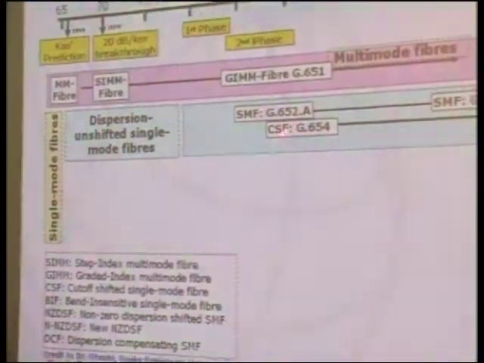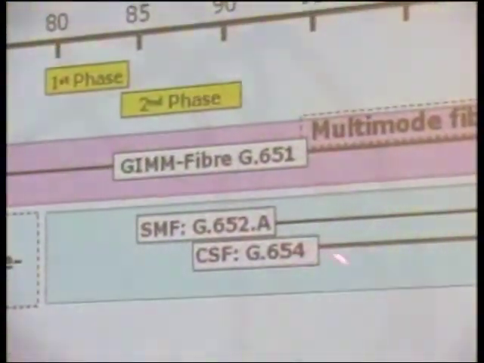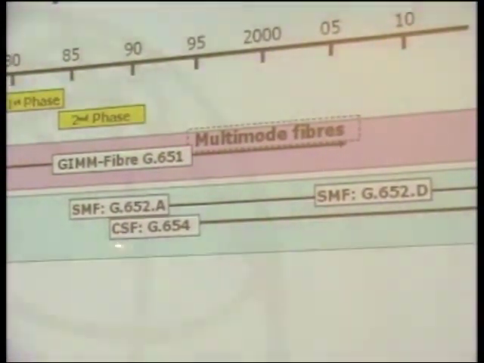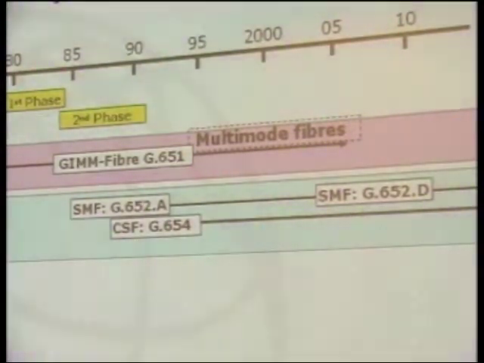Also in the same time frame, we could say, another fiber was created, G.654. It's now called Cutoff Shifted Fiber, and at the original time it was also called a loss optimized fiber, especially optimized for 1550 nanometer. So it has a higher cutoff, and it is not used at 1310 nanometer.